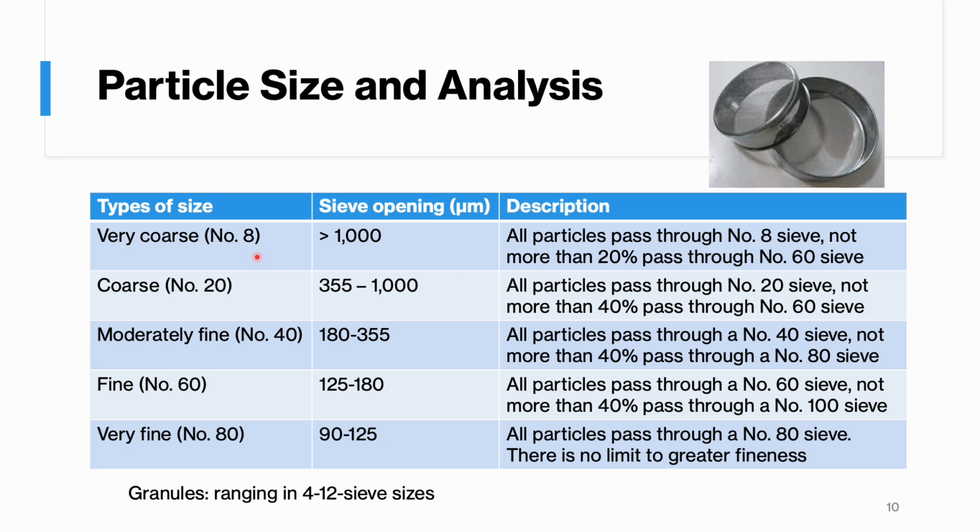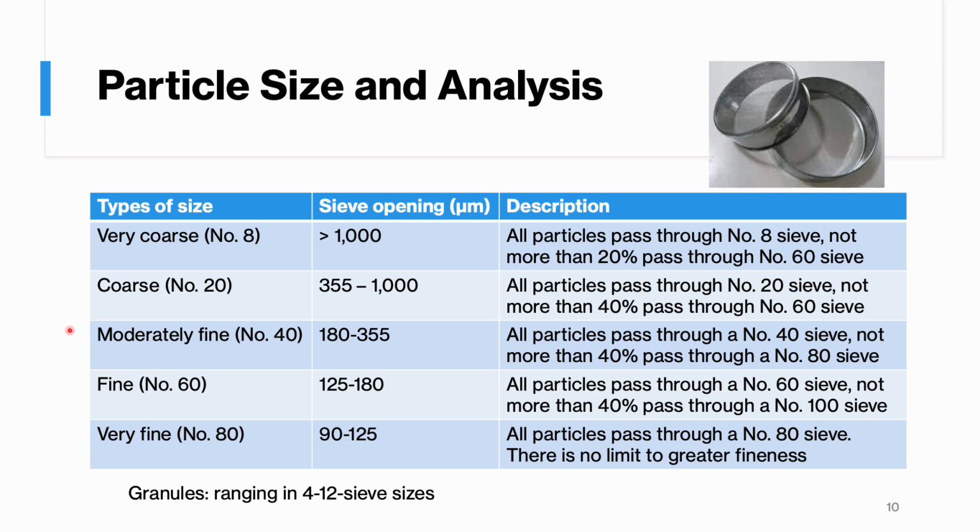When the average size of the powder is smaller, the category will be coarse, or number 20. The sieve opening for this kind of particle is from 355 to 1,000 micrometers. So it's less than 1,000 micrometers, less than 1 millimeter. It's from 350 micrometers to 1 millimeter.